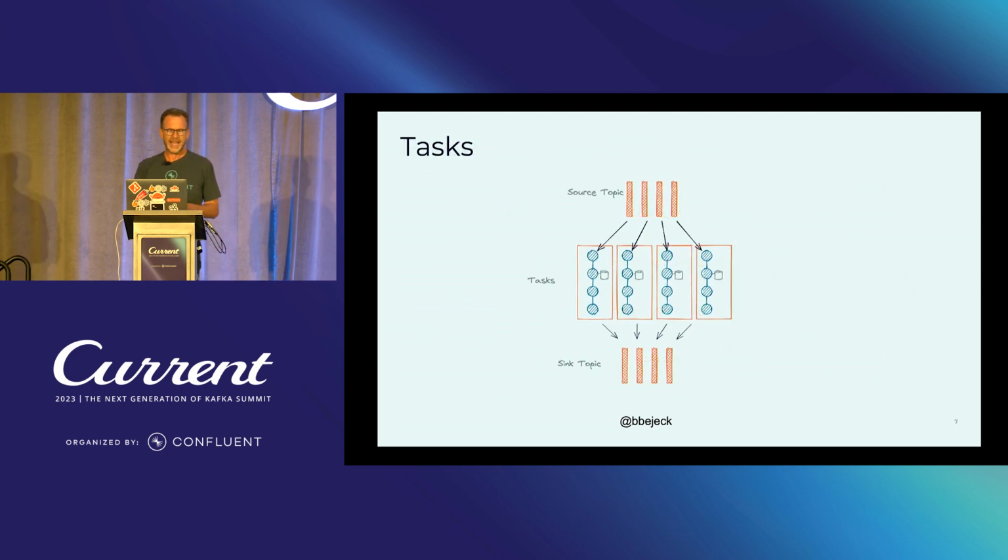Now, we need tasks. We've got this topology, but we need a unit of work to drive this. In Kafka Streams, the lowest unit of work is a task. The number of tasks is determined by the input partitions of your source topic. So here we're going to say we've got 4 input partitions, which would give us 4 tasks. Each task is going to have its own copy of the topology, and its own state store. So you get a state store per partition.